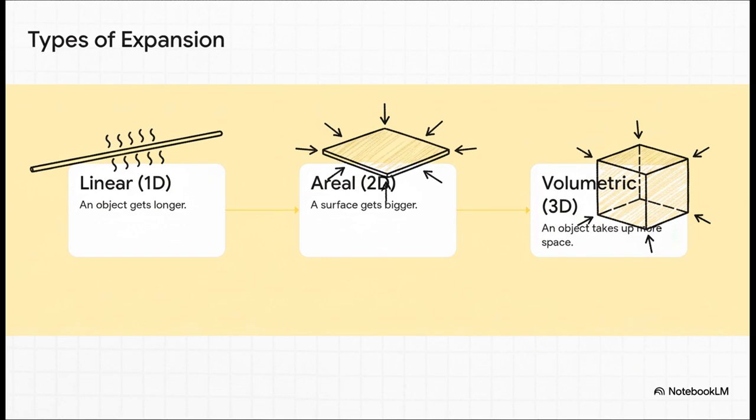What's cool is that this expansion scales up in a very predictable way. If you heat up a long, thin rod, it mostly just gets longer. We call that linear expansion. If you heat a flat plate, its surface area increases. That's areal expansion. And of course, if you heat a cube, its entire volume grows.